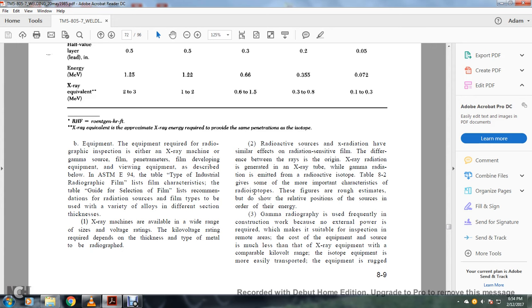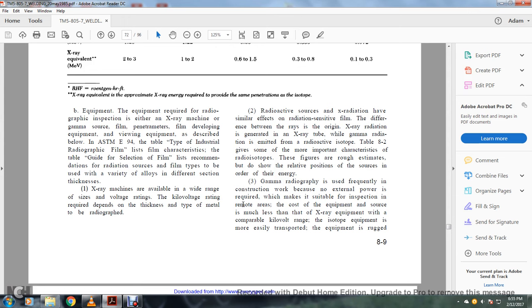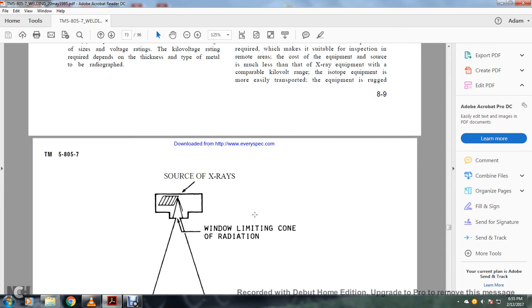The figures give a rough estimate that shows the relative positions of the sources and the order of their energy. Gamma radiography is frequently used in construction work. No external power is required, which makes it suitable for inspection in remote areas. The cost of the equipment and source is much less than X-ray equipment with a comparable kilovolt range. The isotope equipment is more easily transported, and the equipment is rugged.